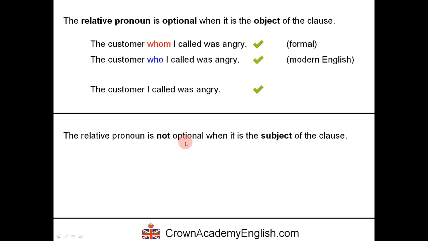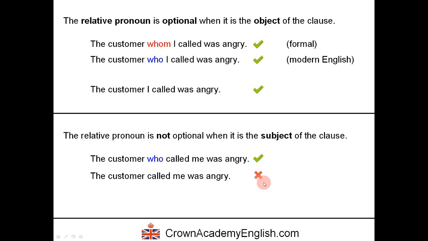The relative pronoun is not optional when it is the subject of the clause. This means that the relative pronoun is compulsory. We must use the relative pronoun when it is the subject of the clause. We cannot omit it. We cannot miss it out. So remember, we always use who as the subject of the clause. So we write this: the customer who called me was angry. This is correct. But this is wrong. Here we have not used the relative pronoun, and it is wrong, because it is not optional when it is the subject of the clause. This is quite an advanced rule, but it is important.